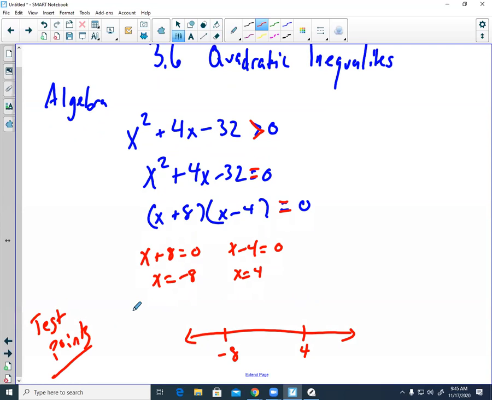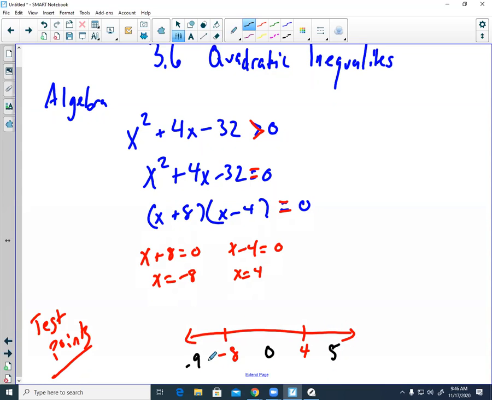I'm going to test points in my original inequality to see if they work or if they don't. So I'm going to pick a point that is smaller than negative 8. Negative 9 is smaller than negative 8. I'm going to pick a point between negative 8 and 4. So 0 falls in between negative 8 and 4. And then I'm going to pick a point that's bigger than 4, which is 5.